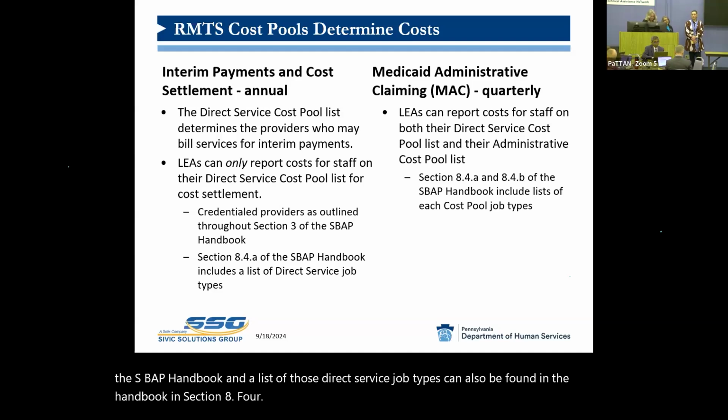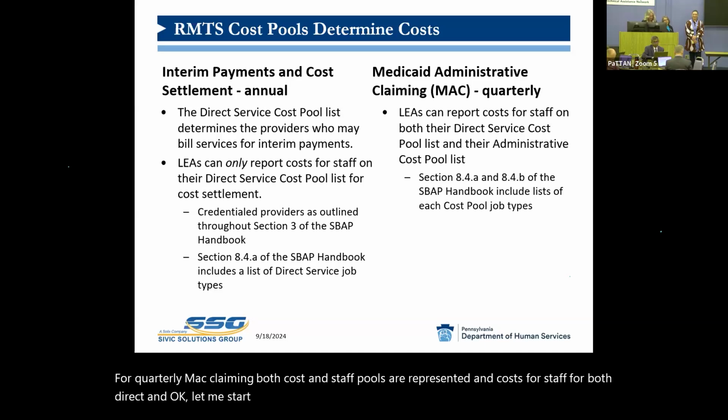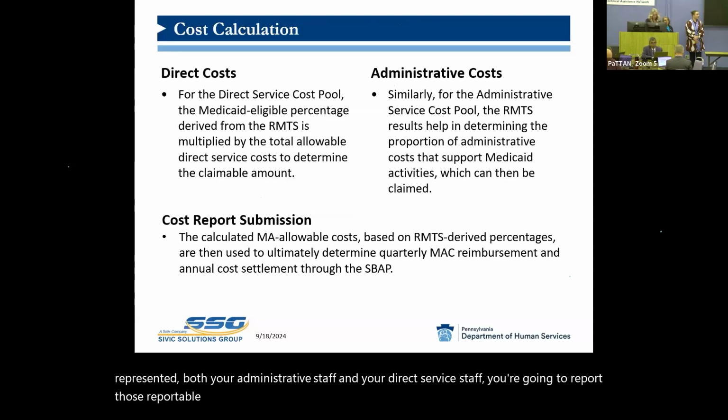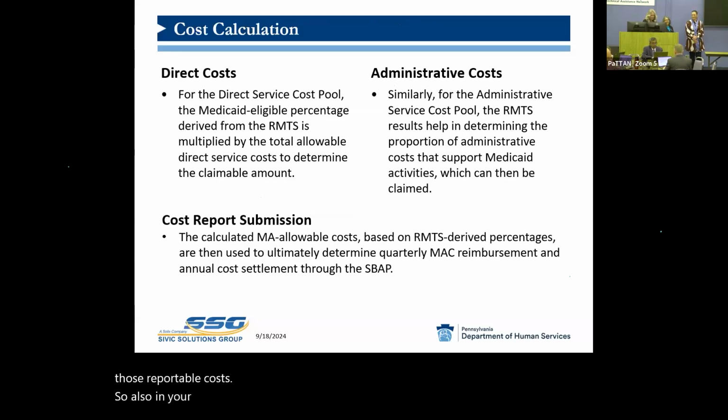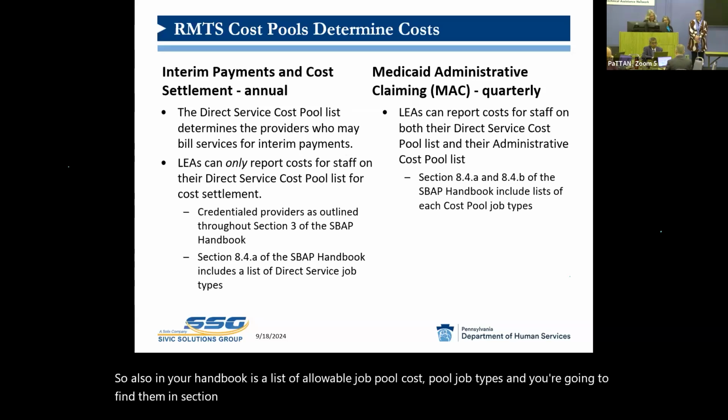For MAC claiming, you have both staff pools that need to be represented, both your administrative staff and your direct service staff. You're going to report those reportable costs. So also in your handbook is a list of allowable cost pool job types, and you're going to find them in section 8.4, A and B.